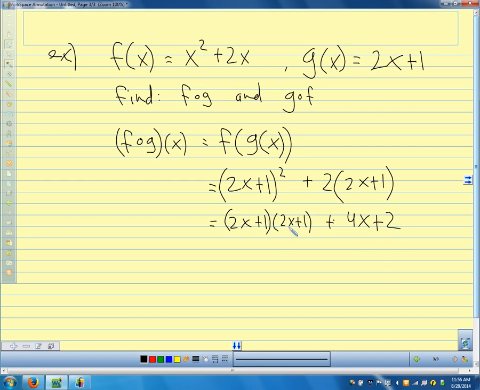So when we multiply this out, we get what? 4x squared plus a 2x and a 2x plus 1. So that's what this is. Plus 4x plus 2. Combine our like terms. Now we're just adding two functions. And we get 4x squared plus 8x plus 3. And that's our composition.